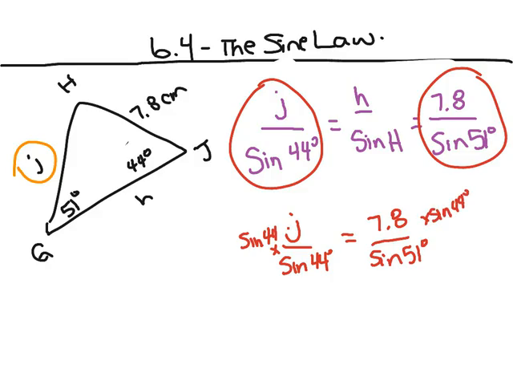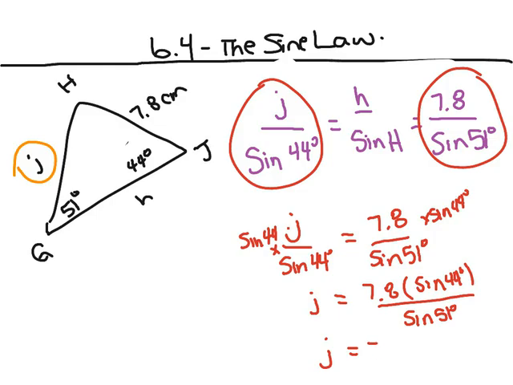So we're left with j is equal to 7.8 times the sine of 44 divided by the sine of 51. If you multiply this out and solve on your calculator, you should get j is equal to 7.0 centimeters, and we want to round to the nearest tenth. So that is how you solve for a length.